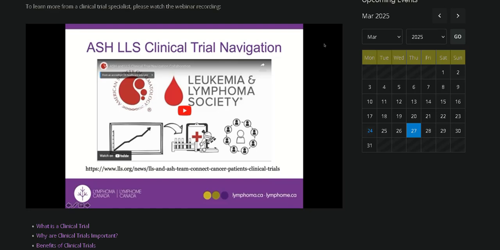So this is a clinical trial navigation system, and you can find it at the website just below the screen there. ASH, which is the American Society of Hematology, and the Leukemia & Lymphoma Society, which is an organization in the US, actually created this clinical trial navigation system. It's all based upon the US, and the doctor has to initiate it, but as soon as it's initiated by a doctor who would be an ASH member in Canada, you can get Canadian specific information.